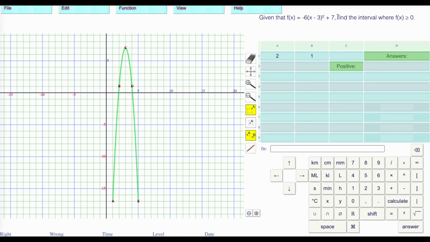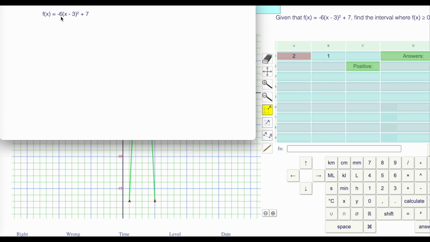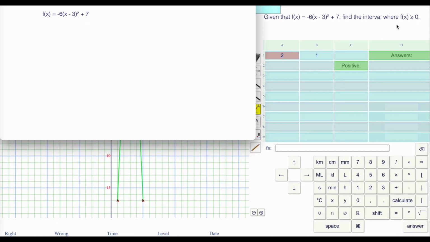They want to know when it is greater than 0. From this point to this point, we have to find the zeros, solving for x when y is equal to 0. Here we have f of x is equal to negative 6 times (x minus 3) squared plus 7. But we need to know the zeros in order to figure out when the function is positive. I'm going to set y to be 0. So 0 is equal to negative 6 times (x minus 3) squared plus 7.